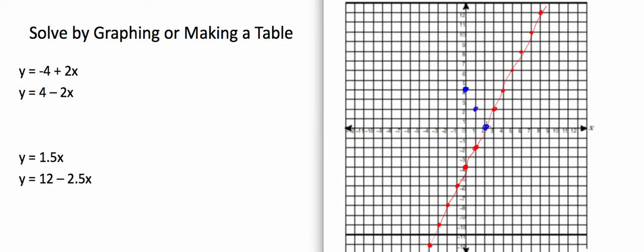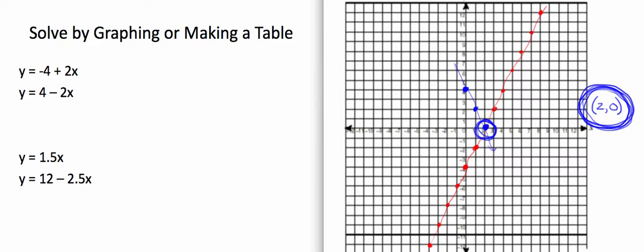Now if you see here, this blue point is overlapping the red. It means it intersects, so we don't need to go any farther. The line will go up this way and down that way, but we don't need to graph anymore because we already found the intersection point. It's right here. The x value is 2 and the y value is 0. So 2 comma 0 is our answer, and that's how we write answers for systems of equations. We write them as an ordered pair.